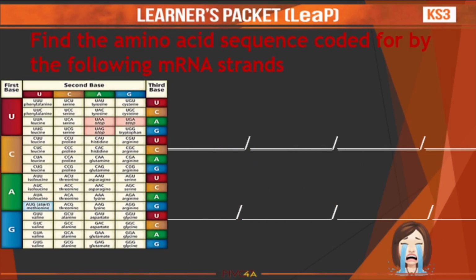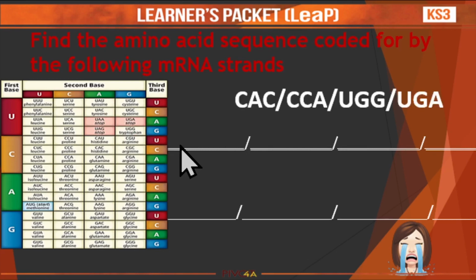So, let's have another exercise. Find the amino acid sequence coded by the following mRNA strand. Okay, wag kayong umiyak o wag kayong mahirapan, wag tayong mahirapan kasi hindi naman natin kailangan sauluhin o memorize yung ating genetic code table. Okay? May guide naman tayo dyan sa ating genetic code table. Okay? So, let's have here the first example.